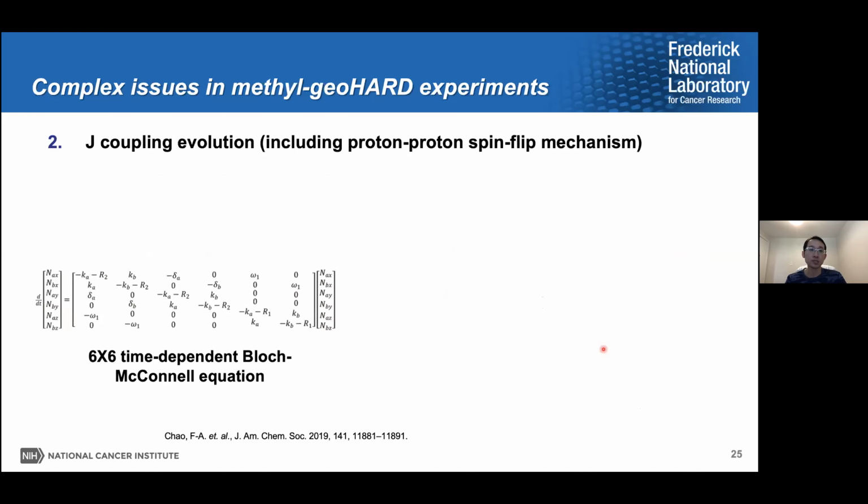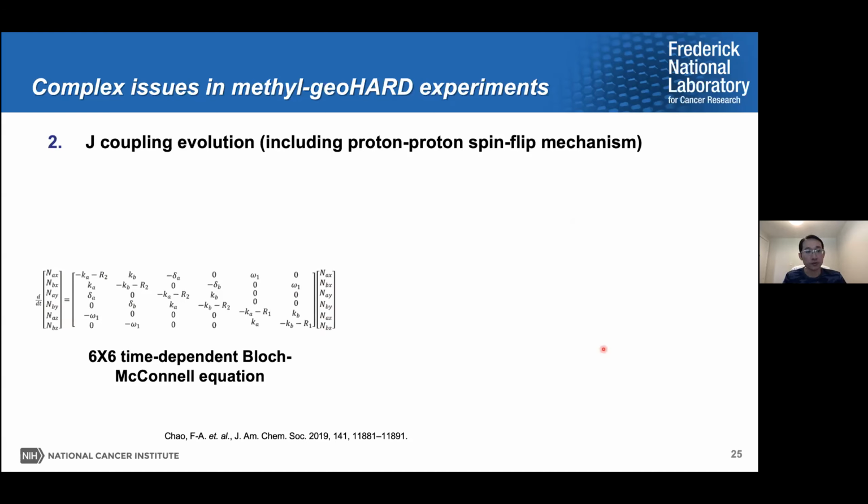Okay, so something more complicated. Actually, we need to start to consider decoupling as well as a proton-proton spin flip mechanism, because there's no way you can get 100% deuteration. In any case, you will always have some residual protons in your system. And as your protein gets bigger and bigger, those external protons cause problems. They will introduce additional relaxation rate, and that we need to consider.